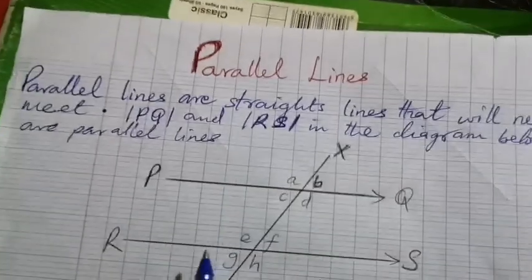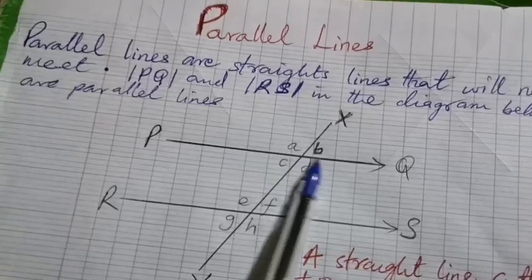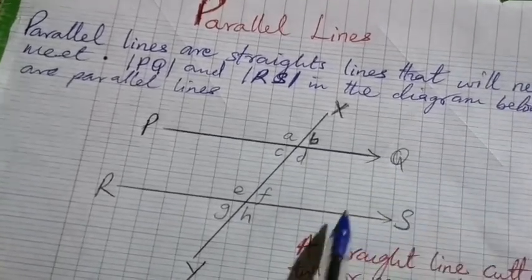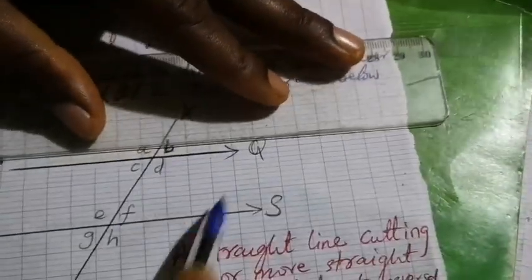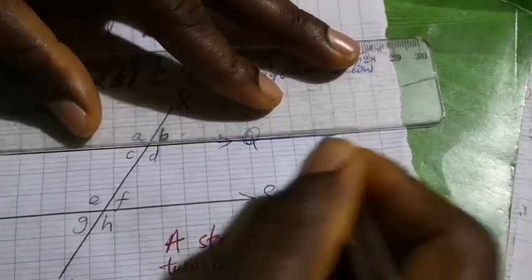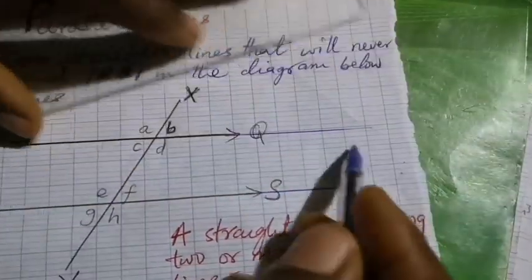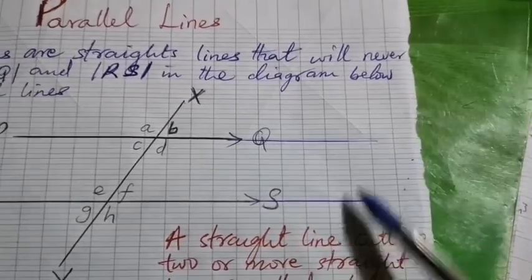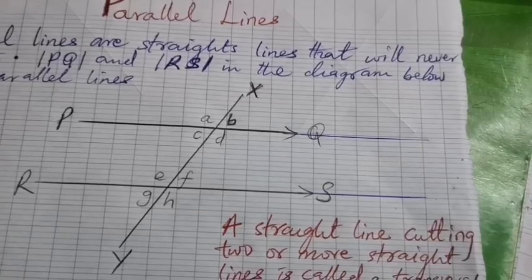I have two lines here, this and this. Now if I continue to extend this line and also this one, they will never meet at any point. You will see they can never meet at any point. So because of that, I will say that these two lines are parallel. So parallel lines are straight lines that will never meet.